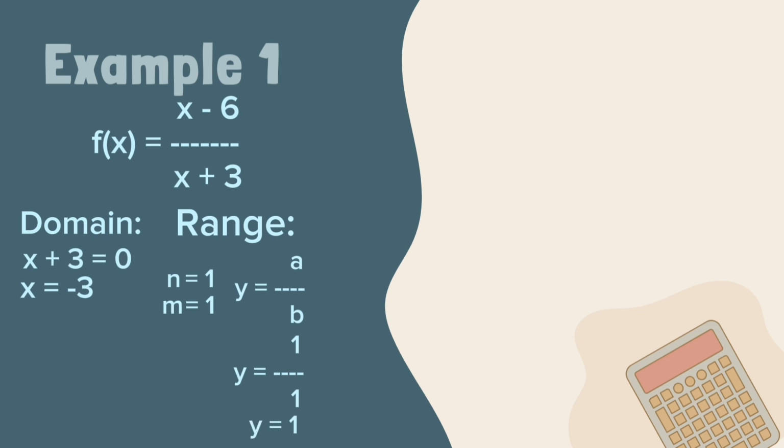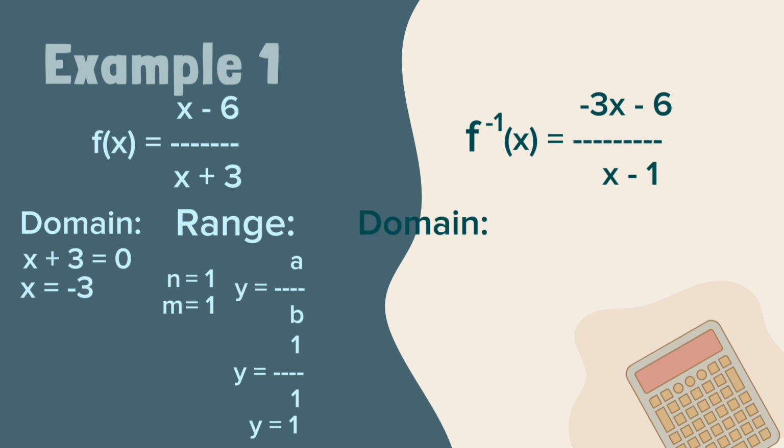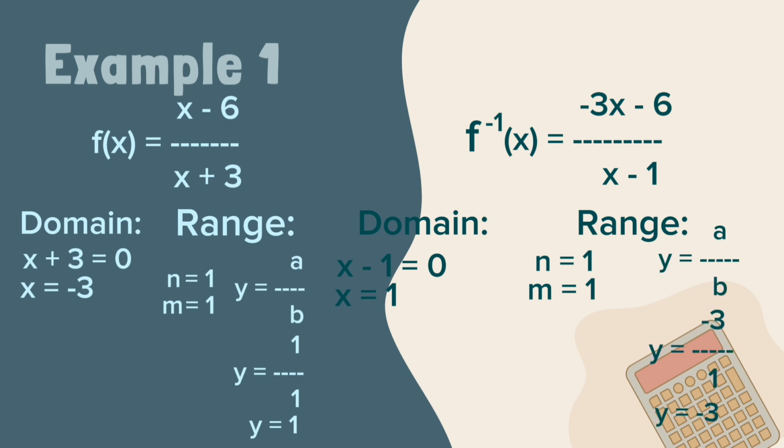Now for the inverse. It's still the same process. The domain is the denominator. x minus 1 is equal to 0. Transpose and it'll give us positive 1. So x should not be equal to 1. For the range, since the numerator and denominator have the same highest degree, divide the coefficients, which will give us negative 3. So y should not be equal to negative 3.